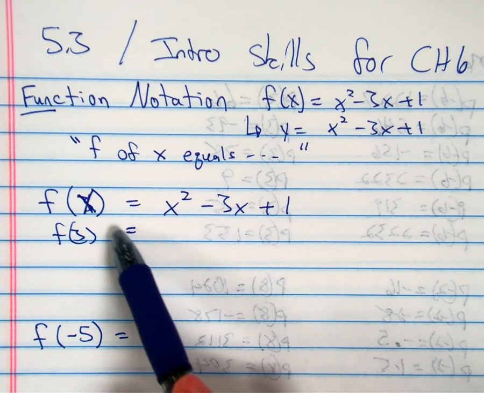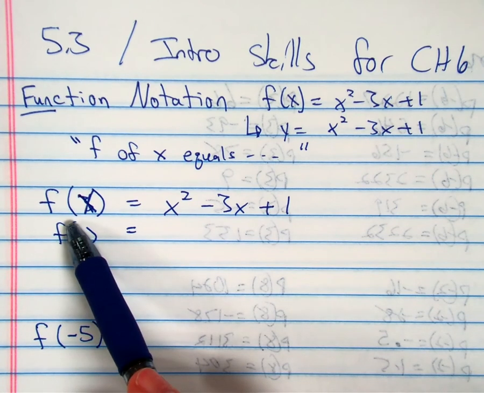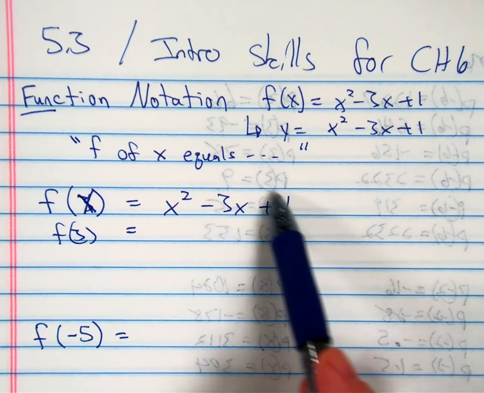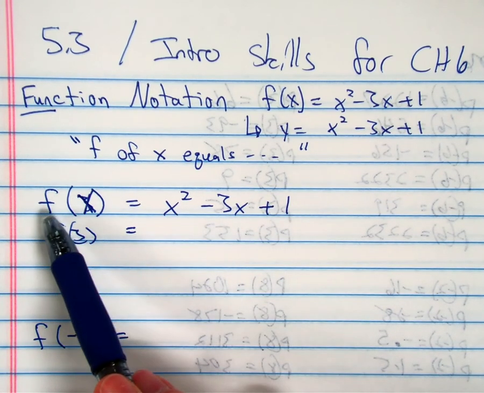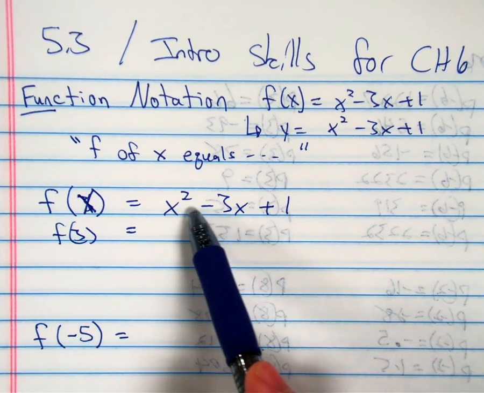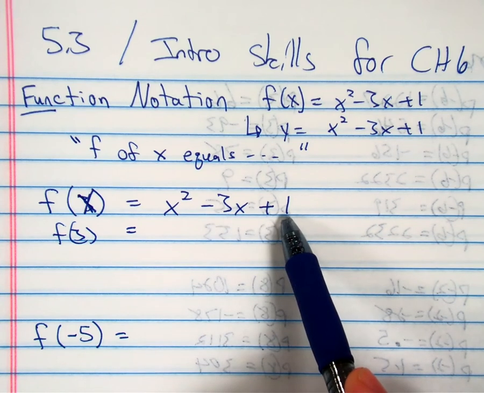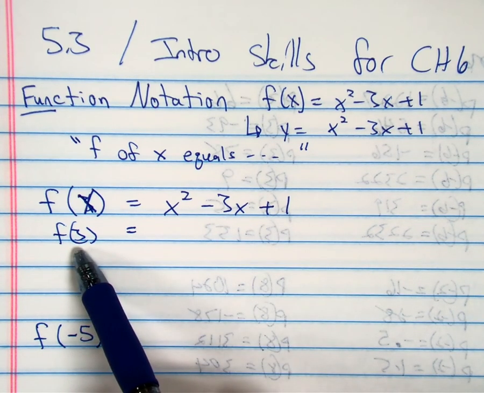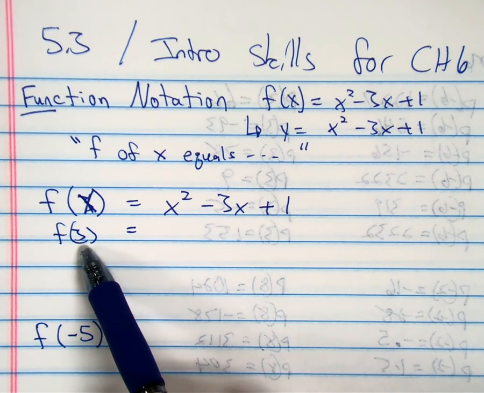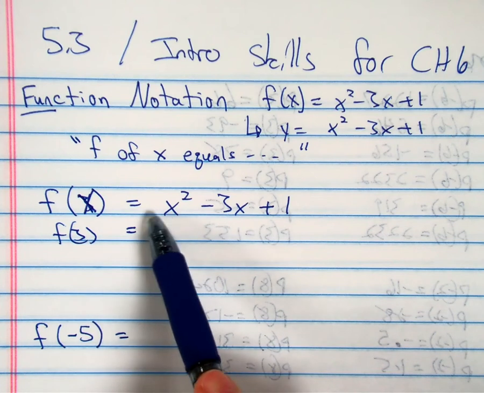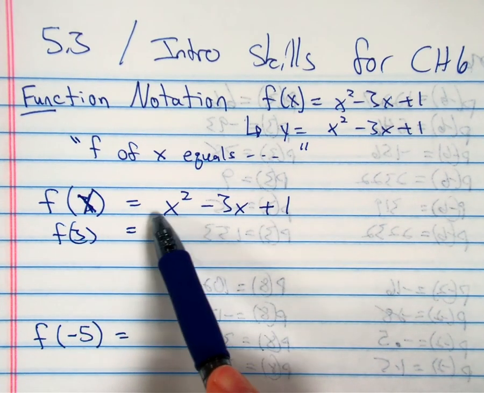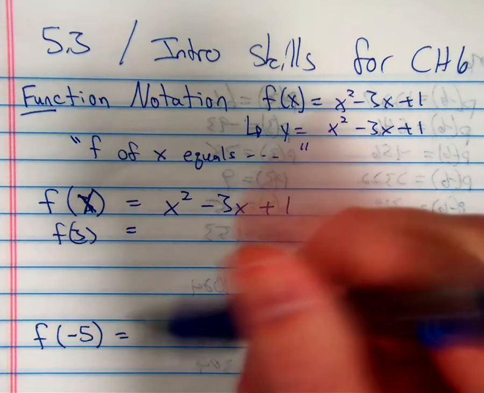Okay? So here we are. F of x equals x squared minus 3x plus 1. So this is our f equation, our f function. F of x equals x squared minus 3x plus 1. And then it will say f of 3. Okay? It wants you to find what the function value is at 3. So all you're going to do is put 3 in for the x's over here. Whatever's in the parentheses is what you put in place of all the x's in the equation.